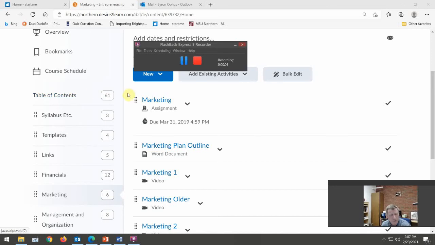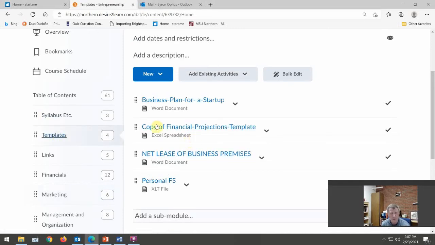Good afternoon, and as promised, I'm going to give you a little bit of a different look at marketing, the other outline. The two outlines are in two different places too, so as not to cause any confusion. The one exists within the main template for the business plan that's under templates here. We can take a look at that. The Word document business plan for a startup, I guess, is the title of it.